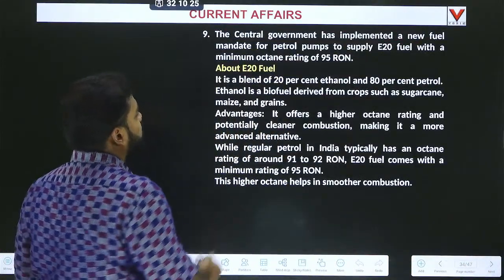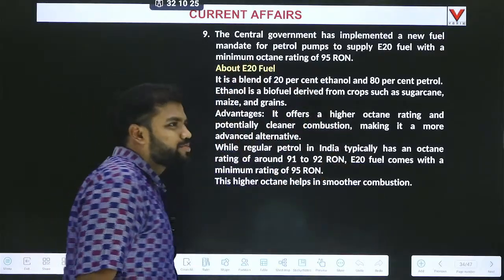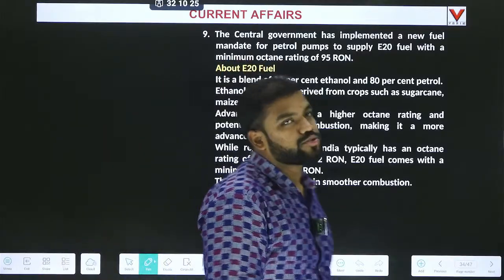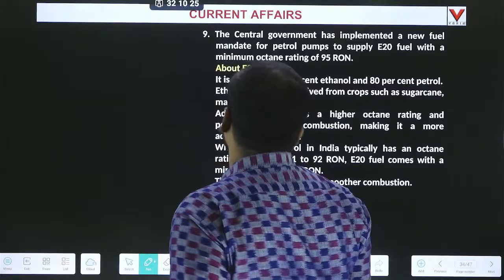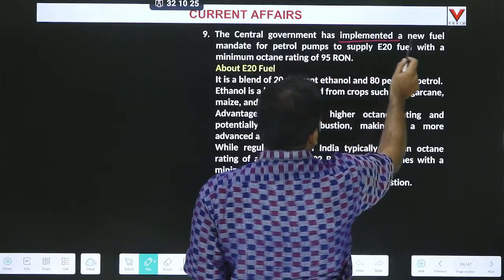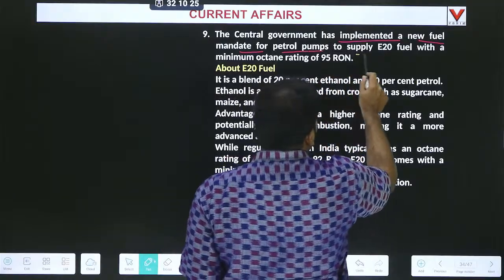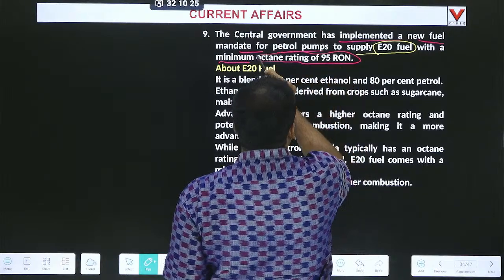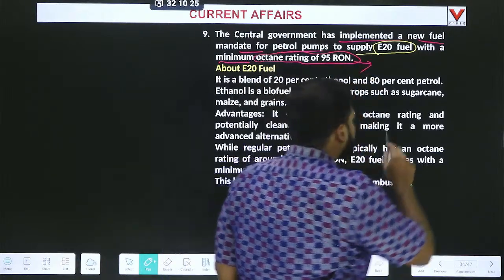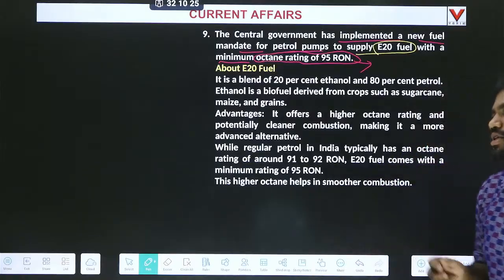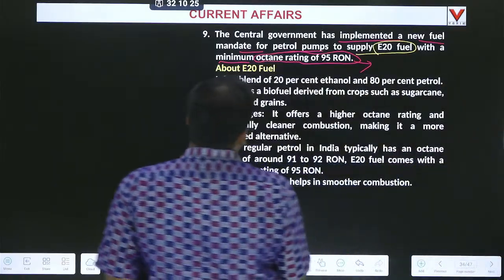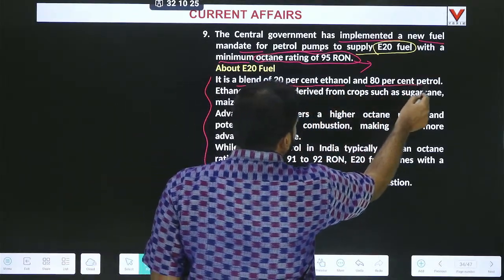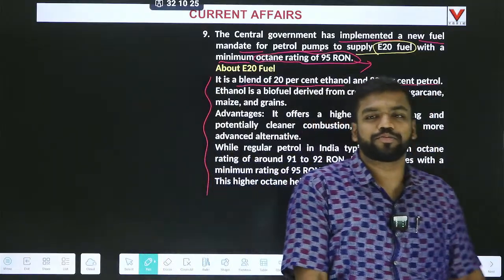Okay. Why is E20 in news? E20 has been in the news for the last 1 year, right? The government is going to introduce E30 very soon also. The central government has implemented a new fuel mandate for petrol pumps to supply E20 fuel with a minimum octane rating of 95 RON. Octane number or octane rating is about the quality of the fuel, right? See, what is E20? It is a blend of 20% ethanol and 80% petrol. This is also done to reduce our import dependency, right?